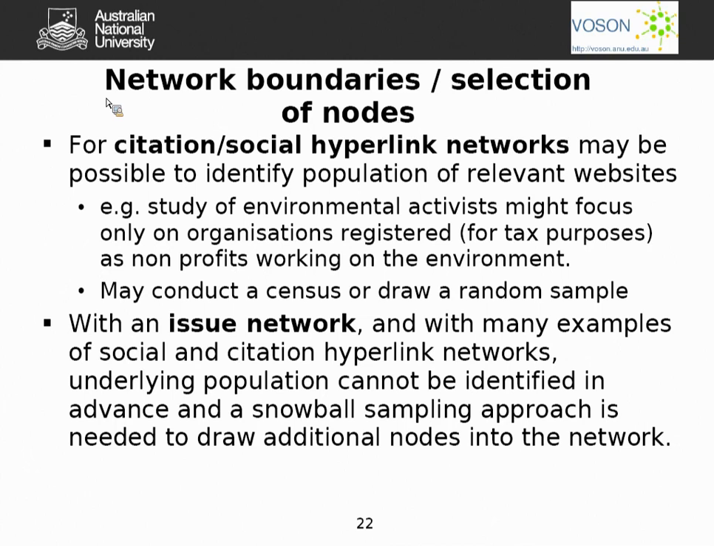With an issue network, and with other types of social and citation hyperlink networks where there isn't an obvious population that you can identify, it might be necessary to conduct snowball sampling approaches. Typically that's what I've done with my work on environmental activist organisations. We've started off with a set of sites that we know about, we find out who they link to, and then we find new sites that we then promote to be seed sites.